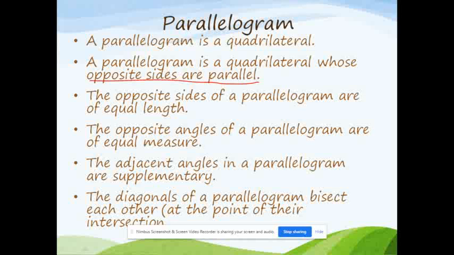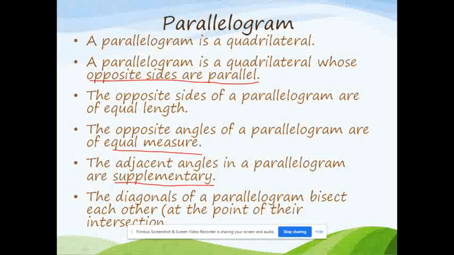Opposite angles of a parallelogram are equal in measure. Very good. Then adjacent angles in a parallelogram are supplementary. Do you know what is meant by supplementary? When we add two angles, if we get the sum 180 degrees, those angles are called supplementary. Immediately a question arises, what is meant by complementary? When we add two angles, if we get 90 degrees, then those two angles are called complementary.